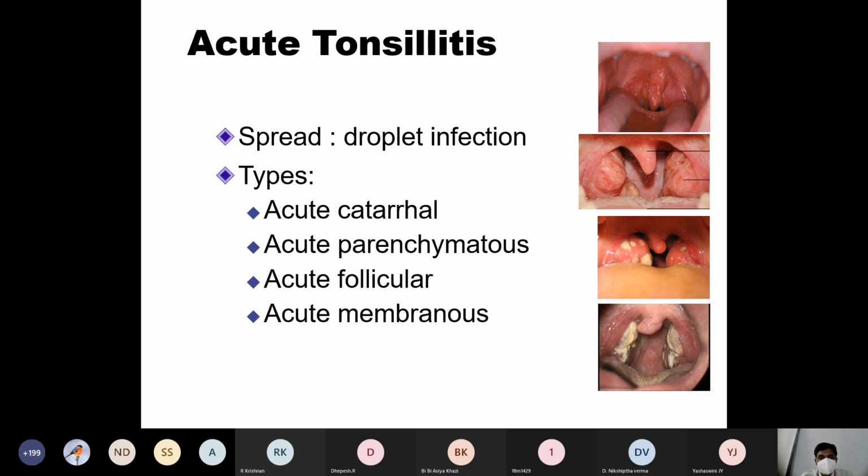They can be divided into types such as acute catarrhal tonsillitis. So in this series of pictures, the picture on top will be the acute catarrhal tonsillitis. Please give me a second.